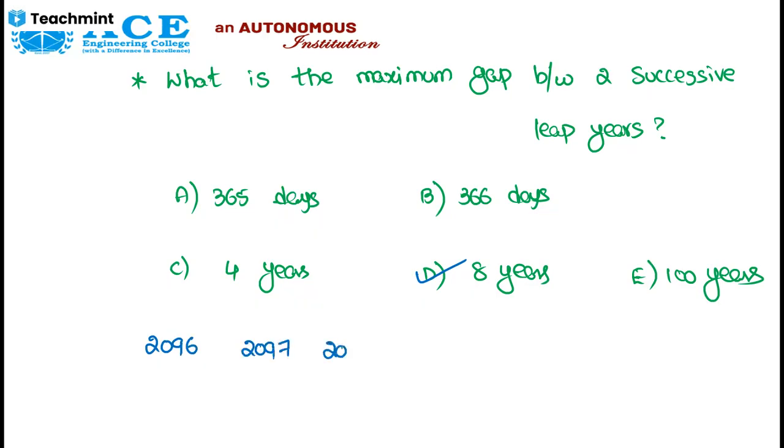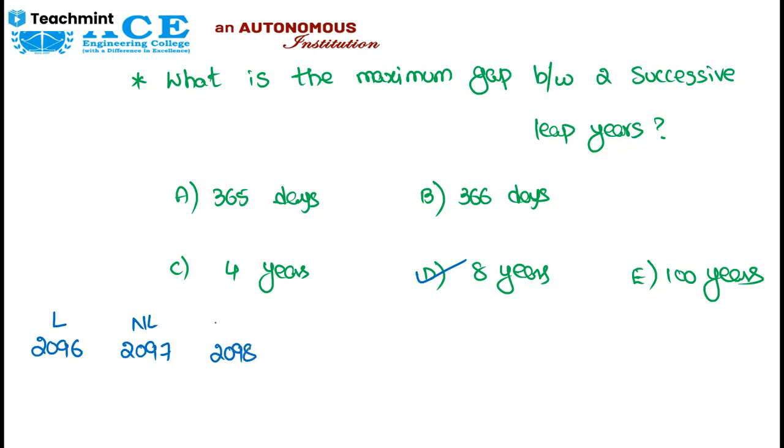Work on it. Is it a leap year or not? I'm showing you one situation; there might be many. 2096 is a leap year. The last 2 digits, 96, are divisible by 4. Leap year. 97 non-leap year.